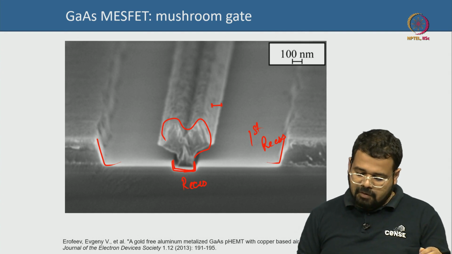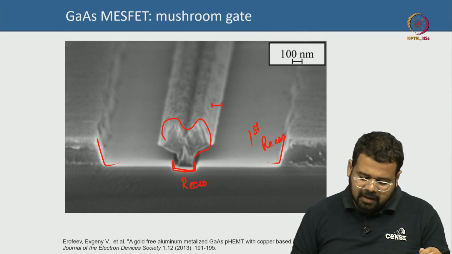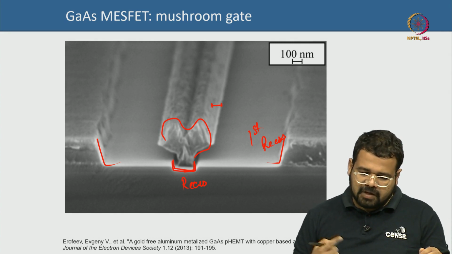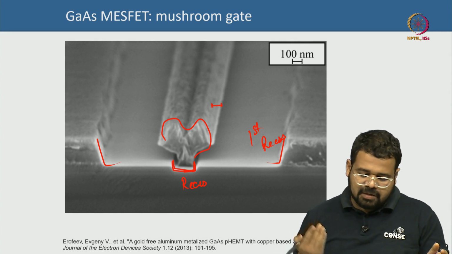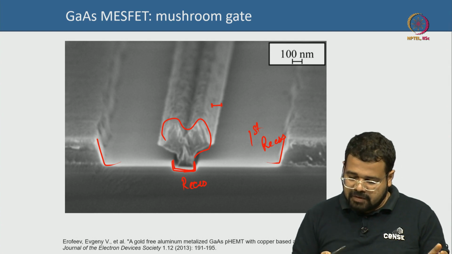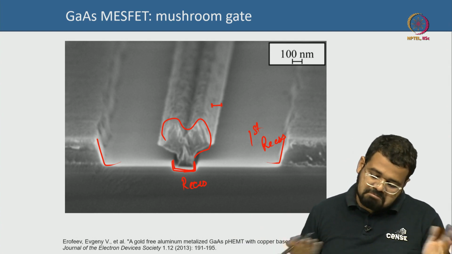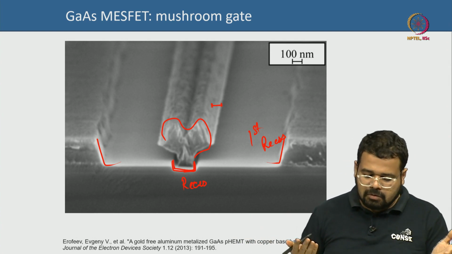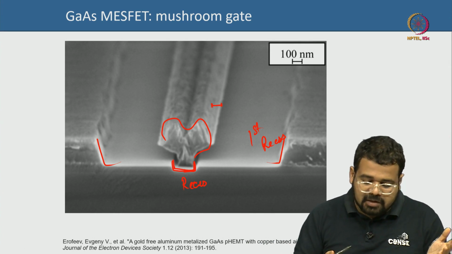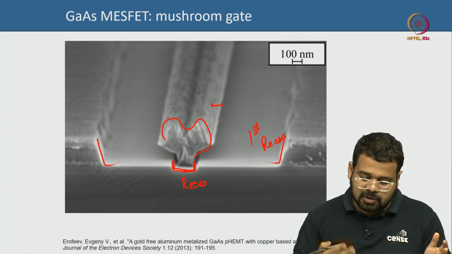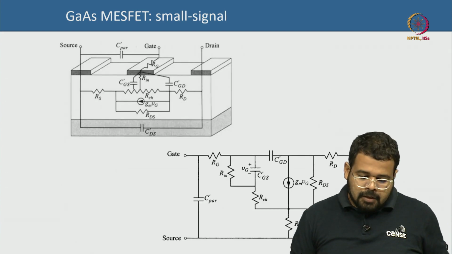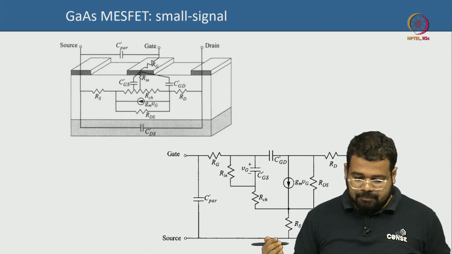This image is taken from a paper published 10 years back. This particular image is for a pseudomorphic HEMT, but does not matter. Even for gallium arsenide MESFET, the image would look very similar, because you have the same concept of a gate recess and mushroom shaped gate. Okay. So then we move to small signal.